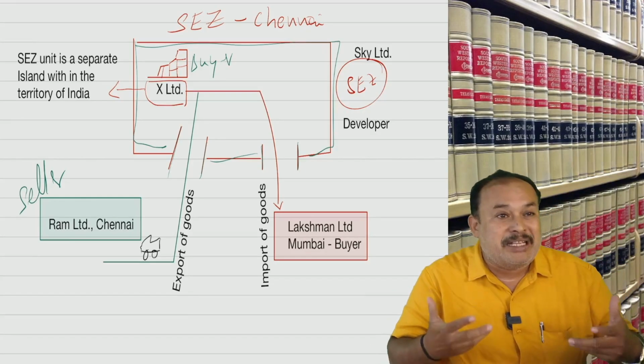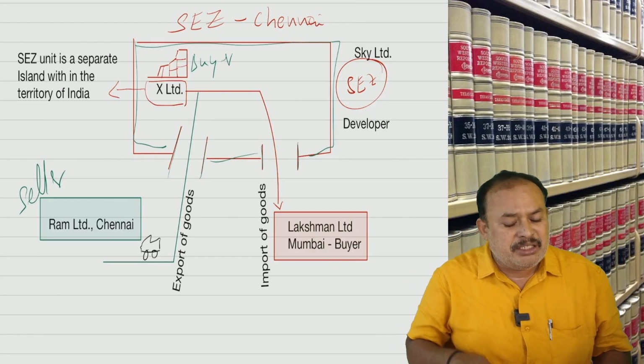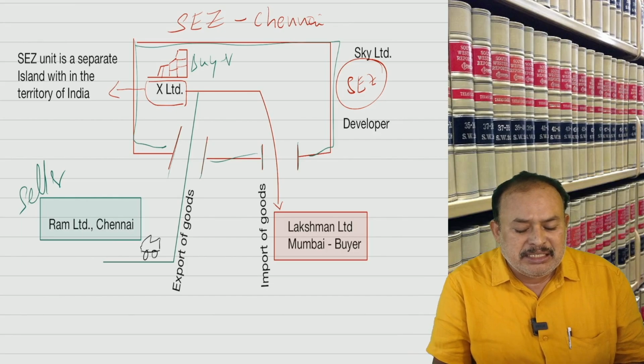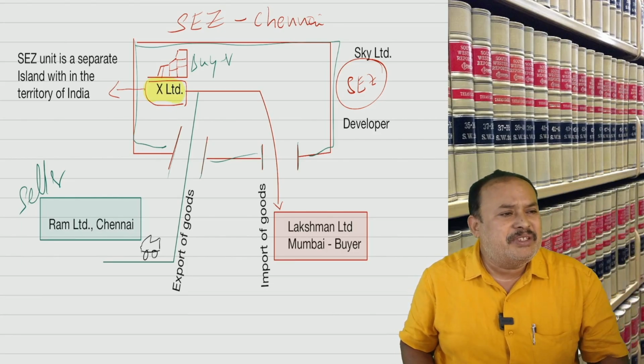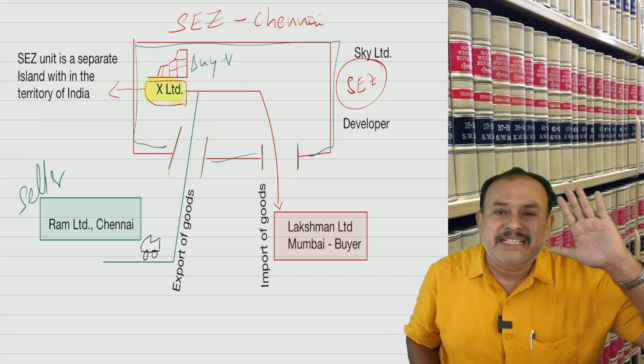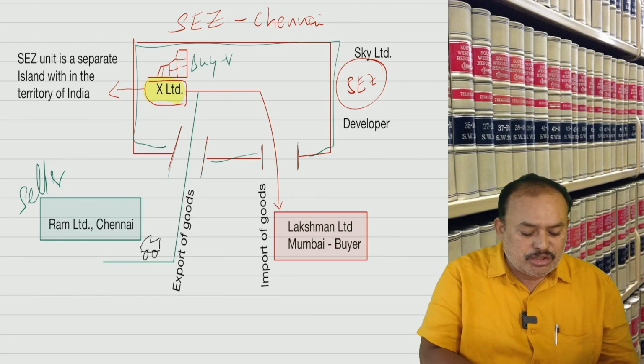Now, clarification came out from the desk of CBIC on the given case. I said SEZ is a unit of... X Limited is a unit of SEZ. Is that clear? Now, X Limited has 2 units.